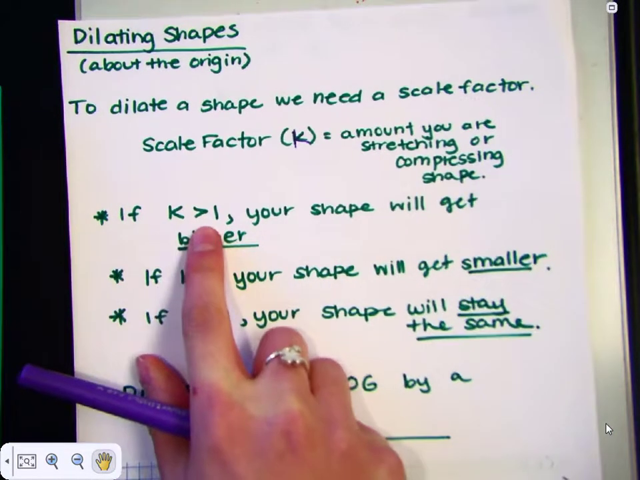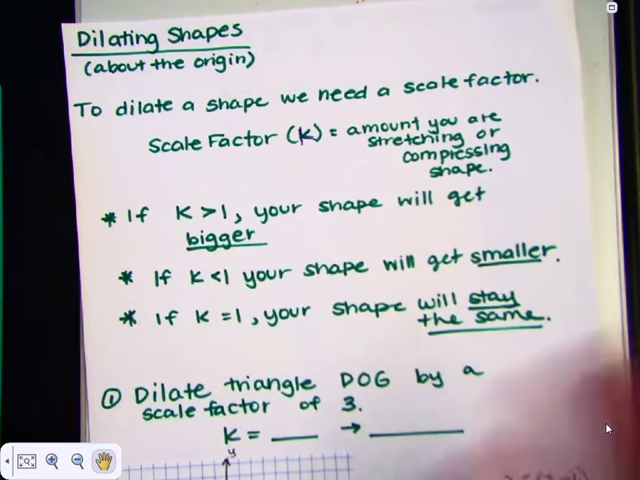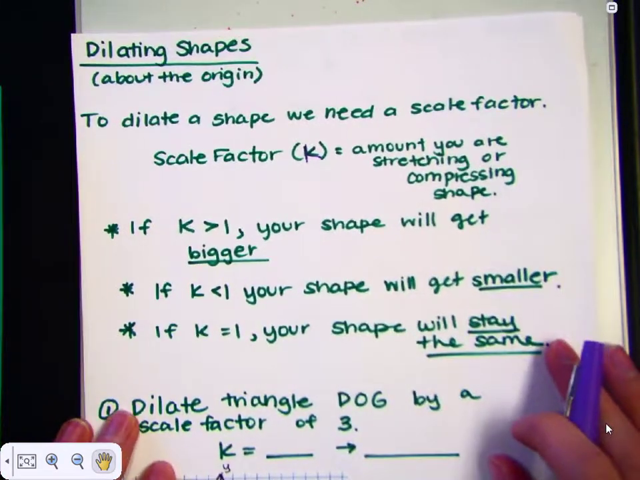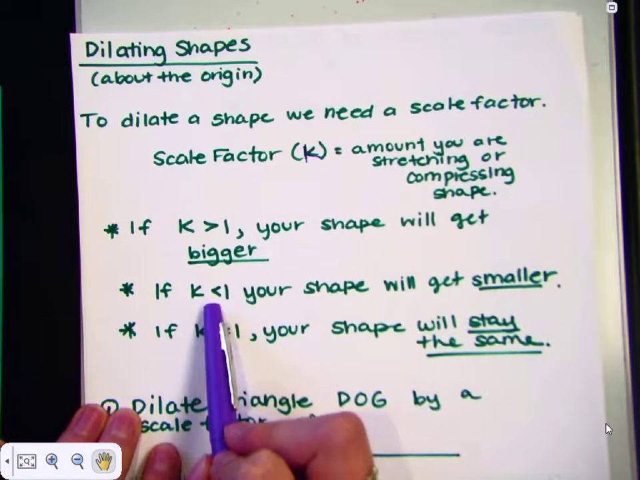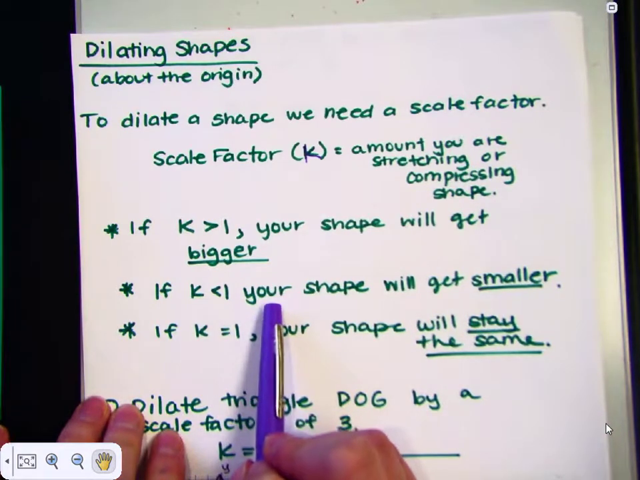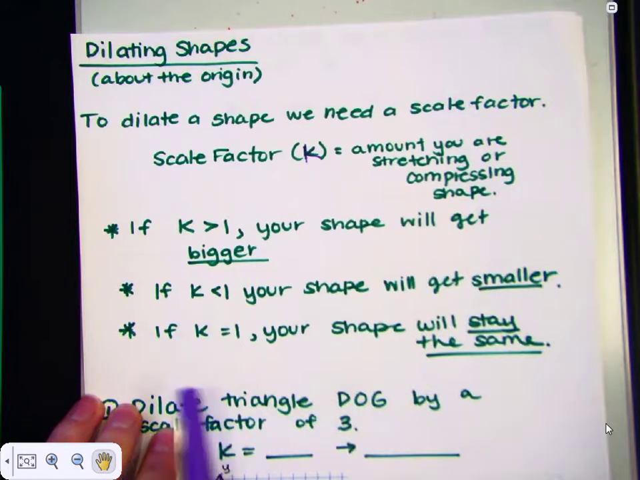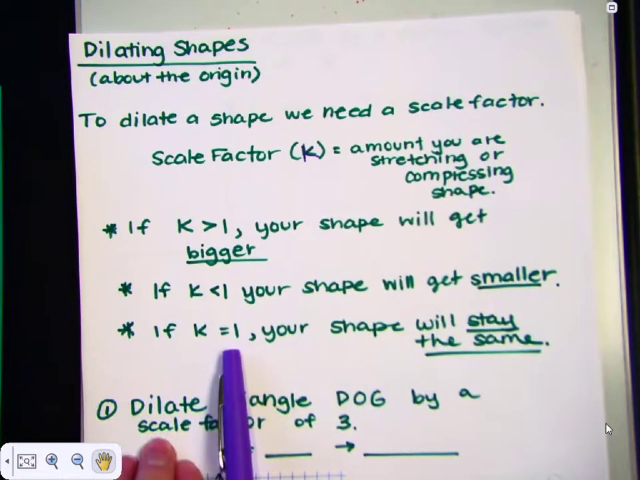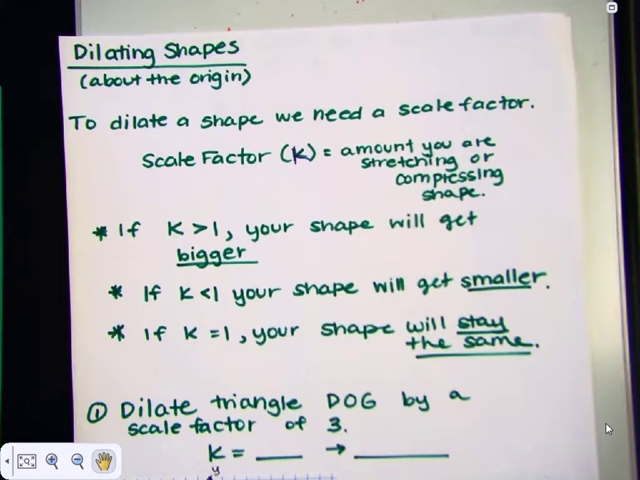So if K is greater than 1, that means the shape is going to get bigger, because you're timesing it by an integer factor. If K is less than 1, your shape will get smaller. So that's anything like 1/2, 1/4. You're making a fraction of what it used to be. If K equals 1, your shape will stay the same. So if you multiply anything by 1, it stays itself. That works just with shapes too.